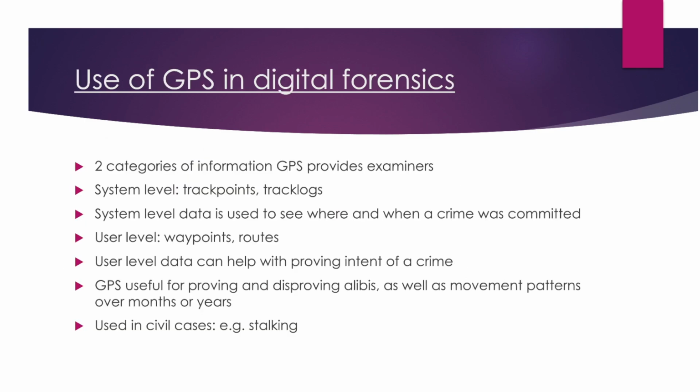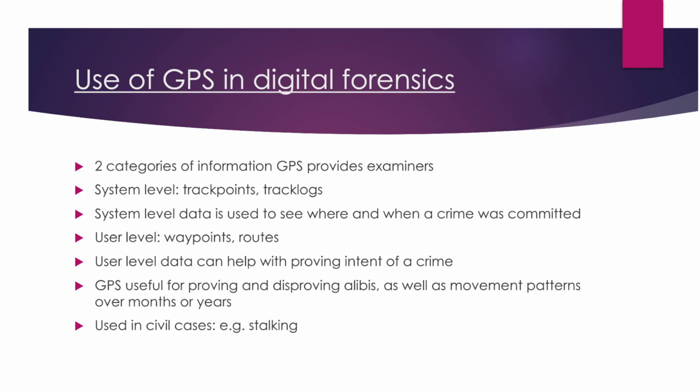There are 2 categories of information that GPS units can provide examiners. These are system-level information, which is the data the device records, and user-created data, which requires user interaction to be recorded. At system-level data, a GPS device will record track points on its own. These are points showing location data at certain time intervals. A track log is a list of these track points in order.